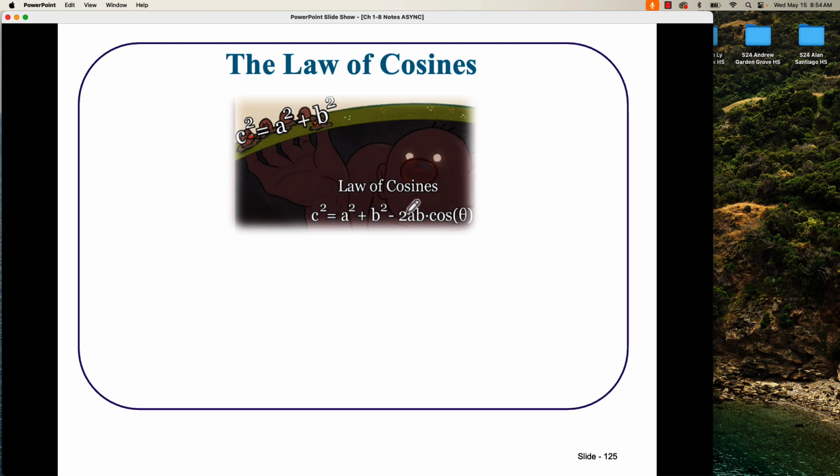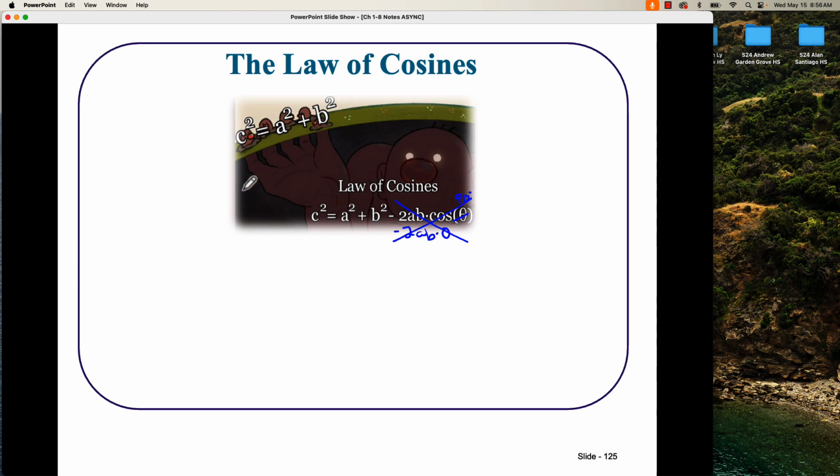Let me elaborate. When we work with the Pythagorean theorem, we start with right triangles. So that would make theta right here 90 degrees. Well, we know that cosine of 90 degrees is equal to 0. So that would be this here minus 2ab times 0, making this equal to 0 and leaving us with the Pythagorean theorem in the form we first work with it. C squared equals a squared plus b squared.